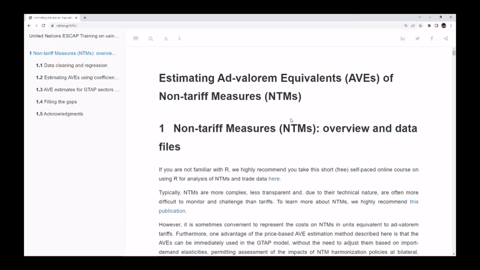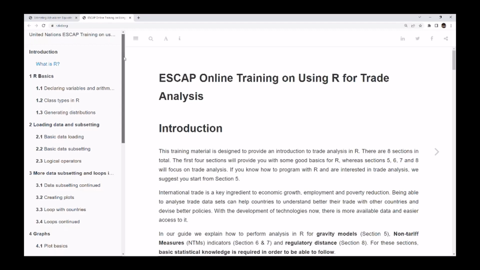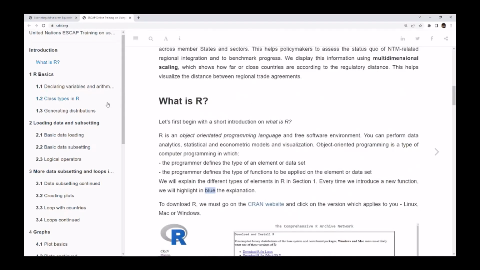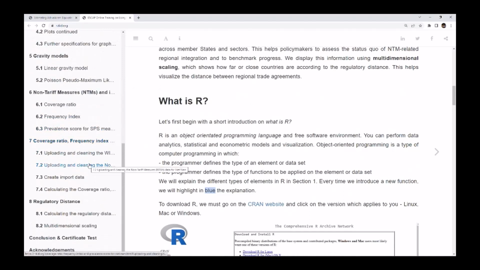By the way, if you are not familiar with R, there's a link here with very good resources that we built as well that introduces you to how to do trade analysis with R, including building NTM indicators, coverage ratio, frequency index, regulatory index, and so forth. And you can even get a certificate upon the completion of the course.